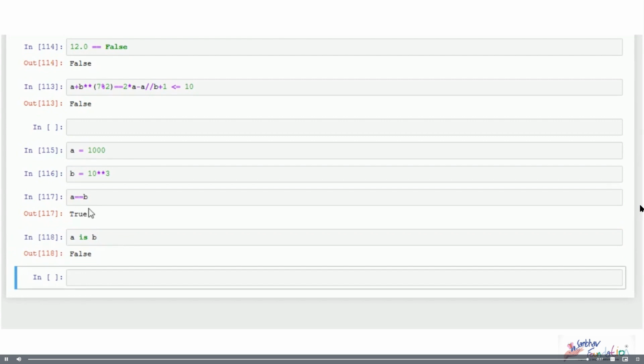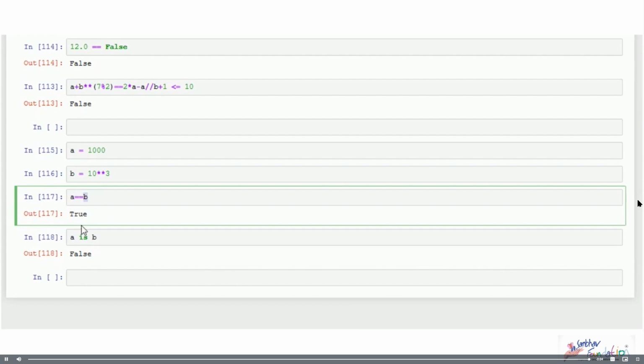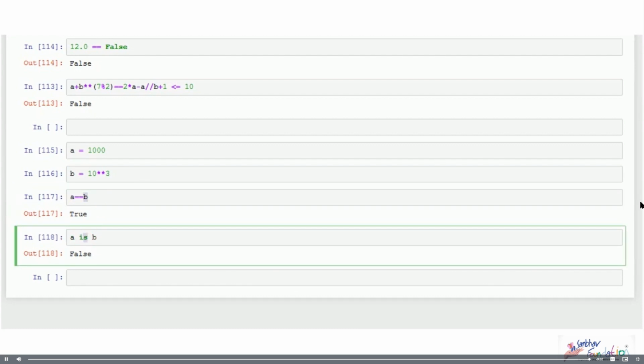Okay, so this is the difference between the comparison equal to and the is operator. Equal to checks if the values of the objects are the same, is checks if the objects themselves are the same.